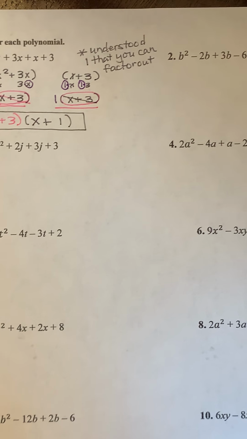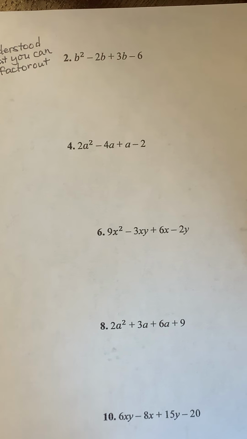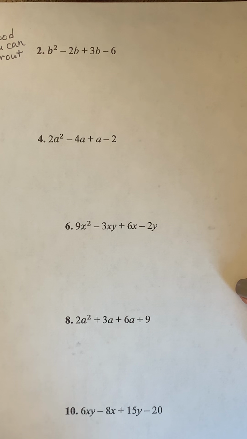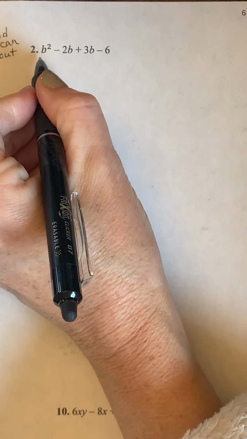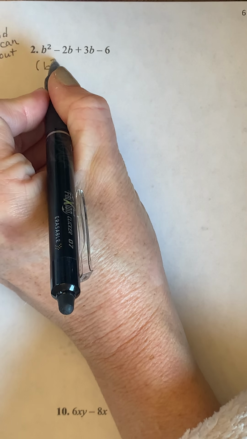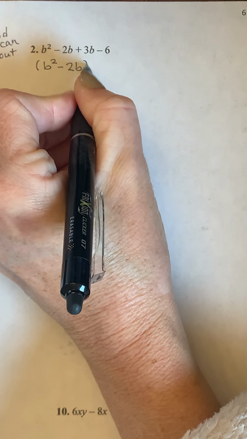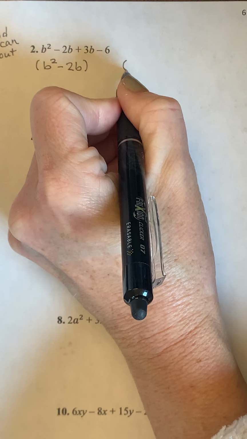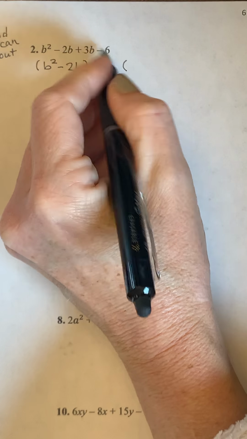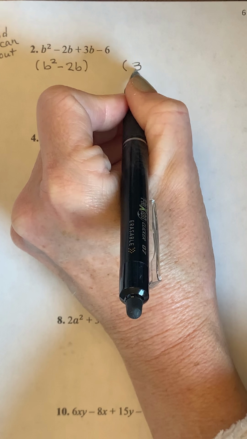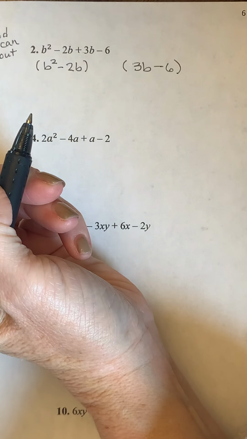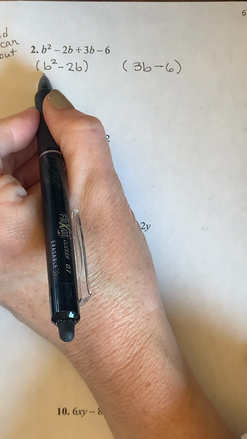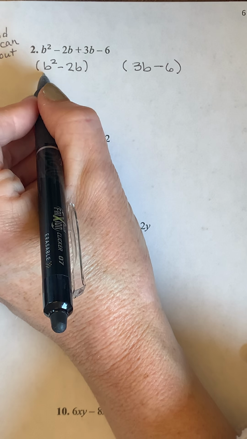Okay, number 2. Group the first 2 terms together. Group the last 2 terms together, and the sign in front of the term goes with it, and it's a positive, so plus.